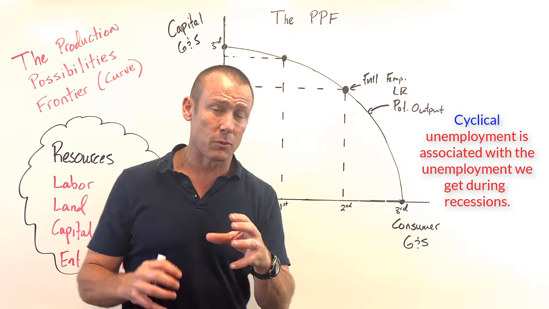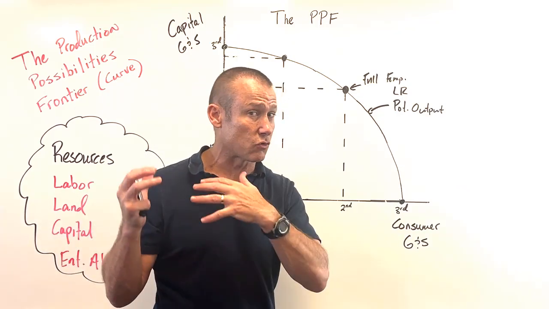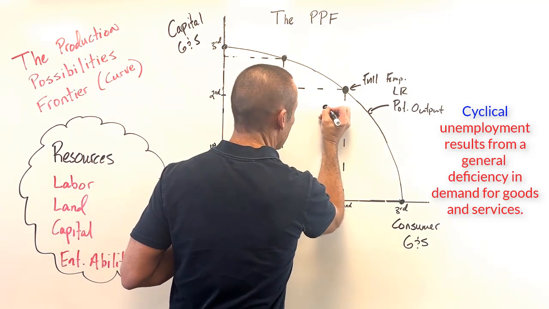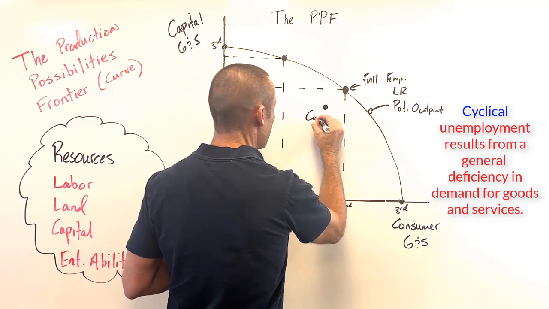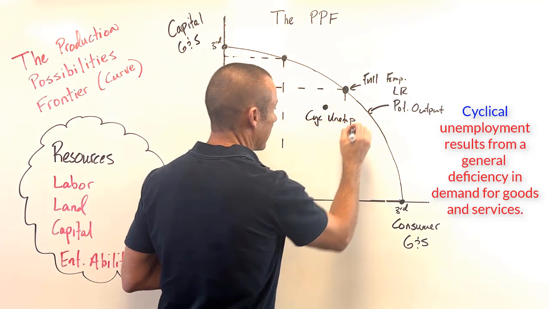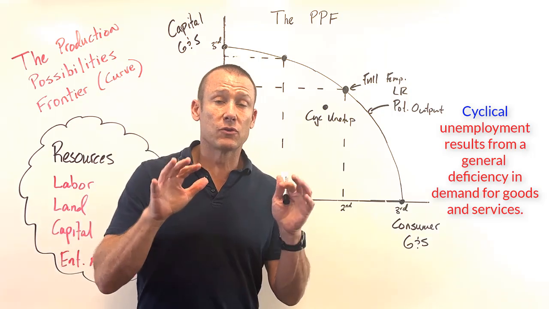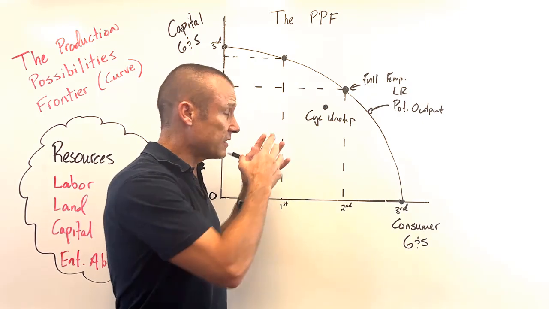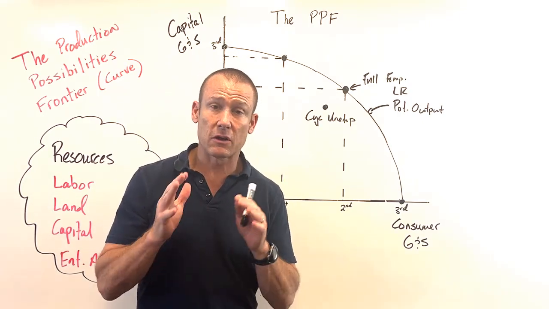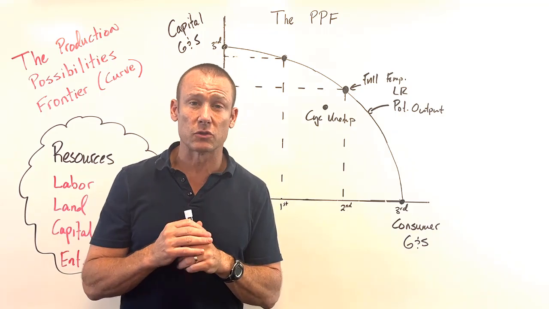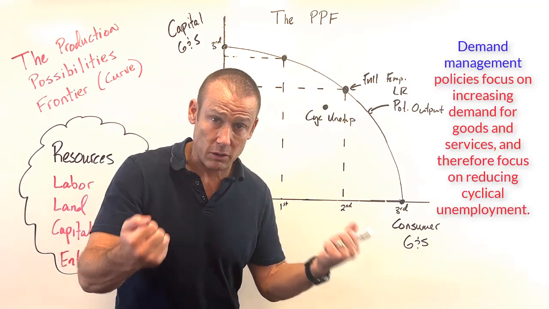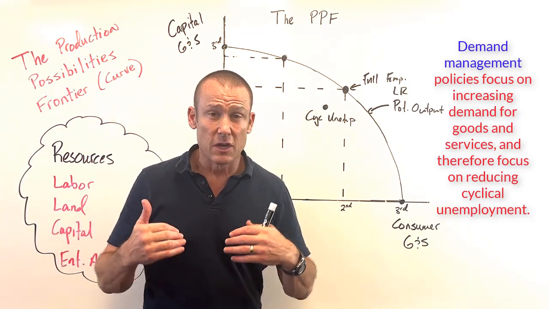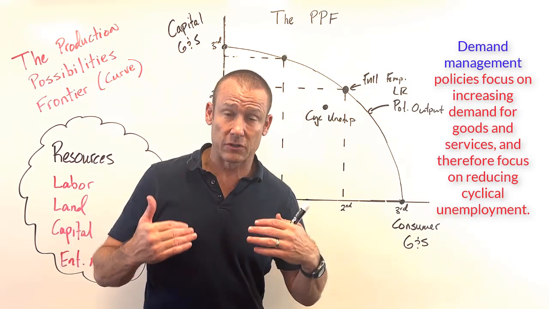When you have that type of unemployment, when you have a general deficiency in demand for goods and services across your economy, guys, and you fall into recession, then you move inside the curve, and yes, we say, hey, now you have cyclical unemployment, okay? Now, we have two types of major policy tools to try to fix this issue of cyclically unemployed people. They are called demand management policy tools because they focus on increasing demand for goods and services, right? What's cyclical unemployment? It's a general deficiency in demand for goods and services.